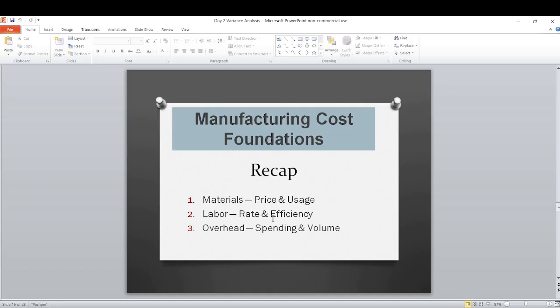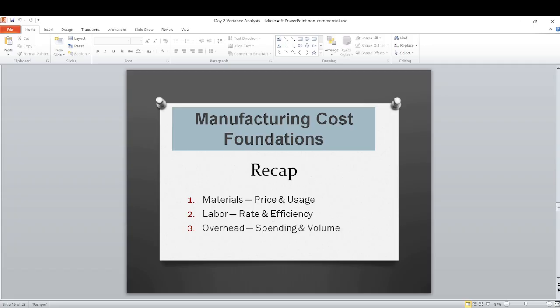Let's quickly summarize for materials, labor, and overhead. We now know why costs change, not just the numbers themselves. Materials, price and usage. Labor, rate and efficiency. Overhead is spending and volume.